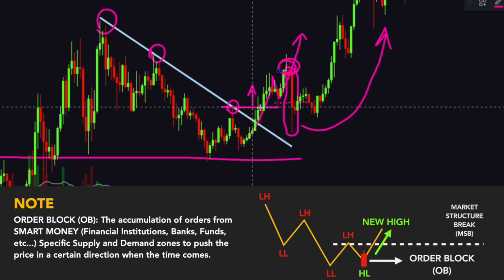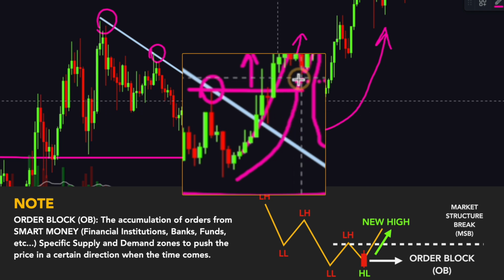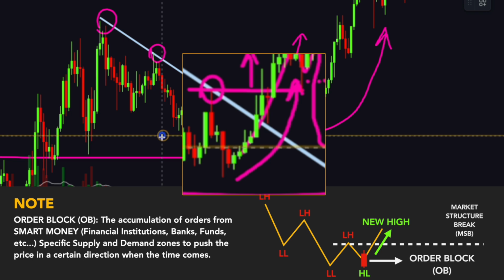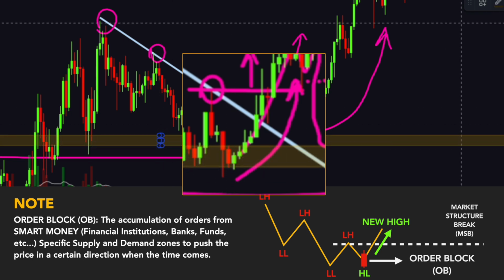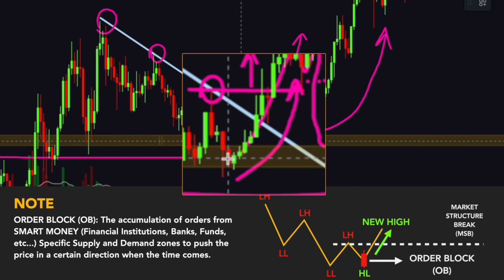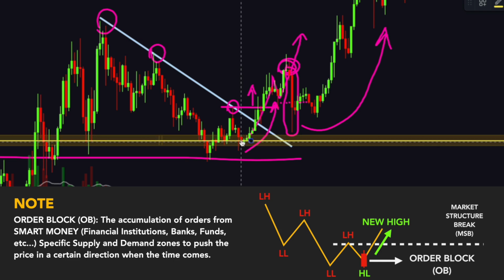Where did this impulsive move start? Just right here, as you can see. So the last red candlestick before this impulsive move is our order block level. In this technique, you draw a line from the middle of this red candlestick as the order block entry level. And let's see what happened.